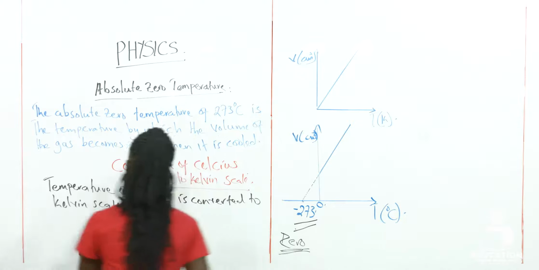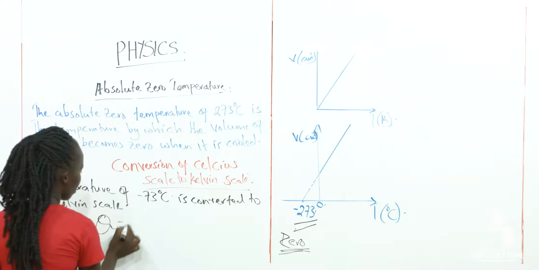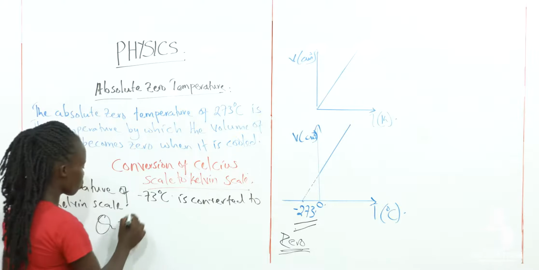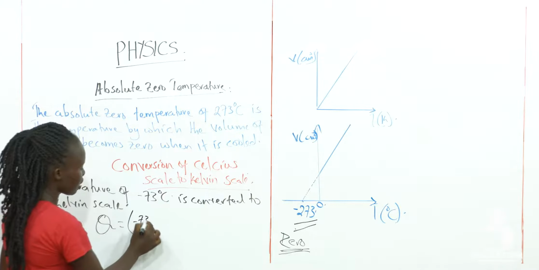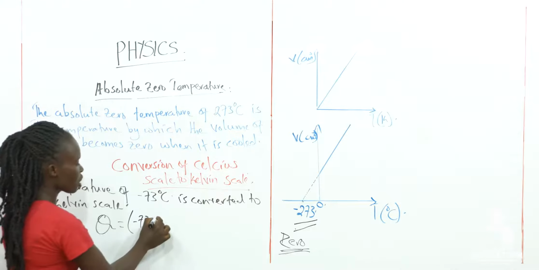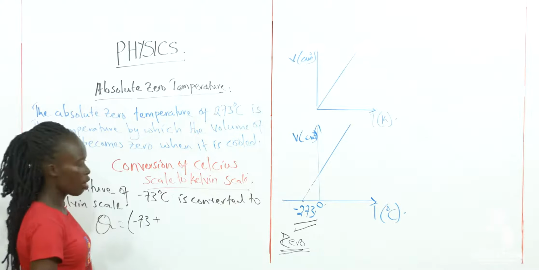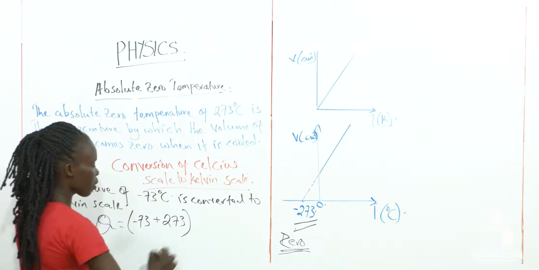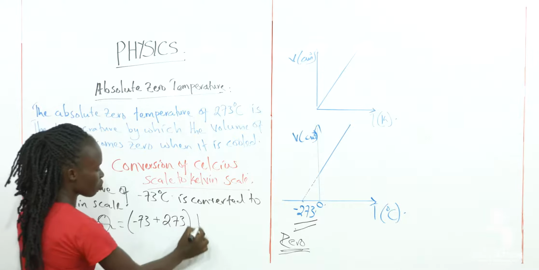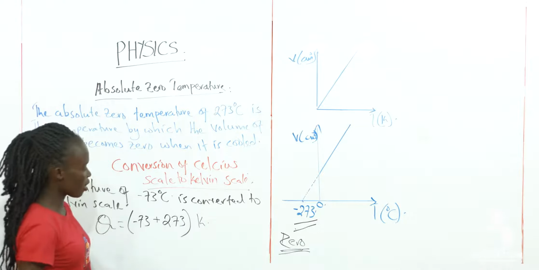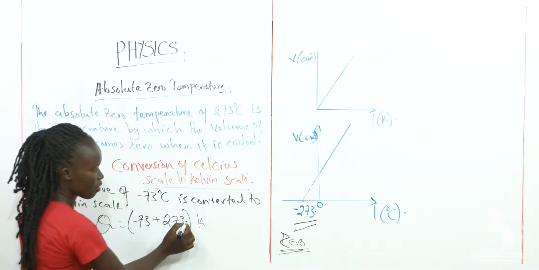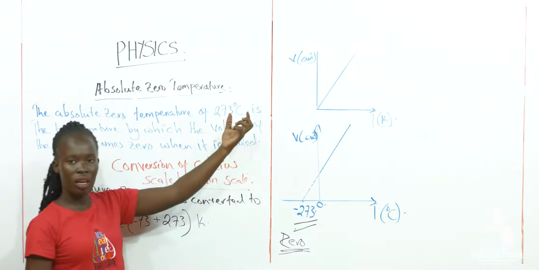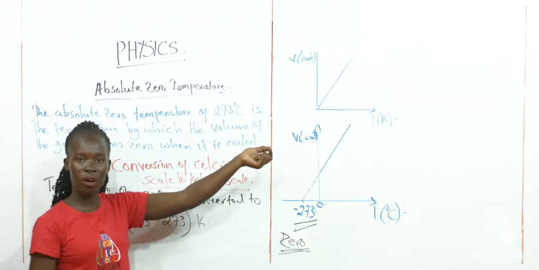So at this point, our temperature will equal the temperature that has been given to us, which is -73. Then we add the absolute zero temperature, which is 273. This time we are converting this to Kelvin, because we said at -273 degrees Celsius, the Kelvin scale will give you a reading of 0.